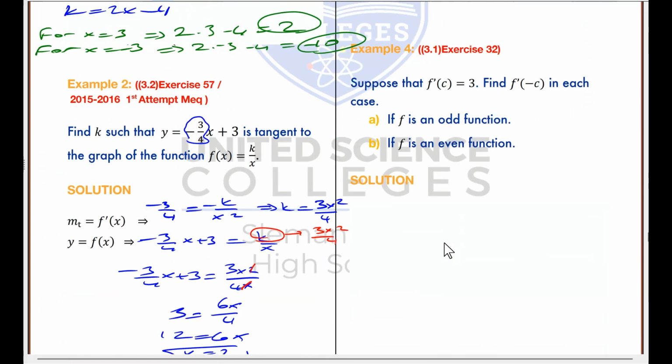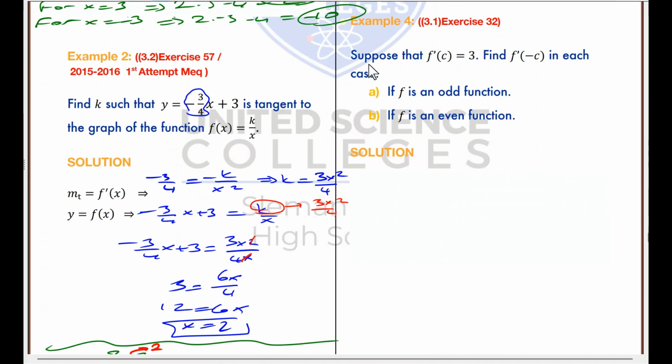Another type, first section question. Suppose that f prime of c is 3. Find f prime of negative c in each case. If f is odd, if f is even. Okay. When f is odd, we are talking about f prime. What do you know about f prime? If f is even, what do you know about f prime? If f is odd, is f prime also odd? If f is even, f prime is also even.